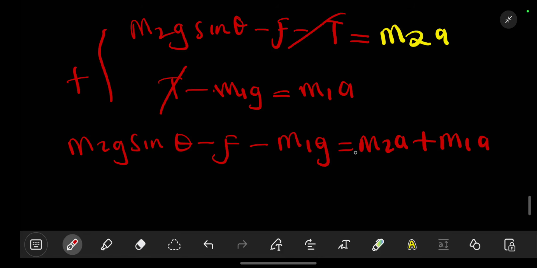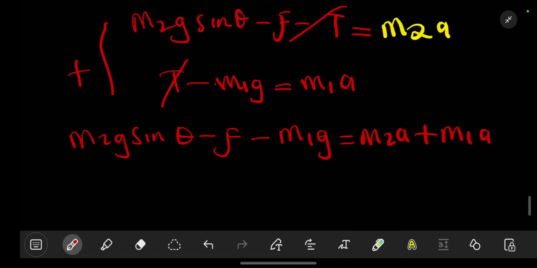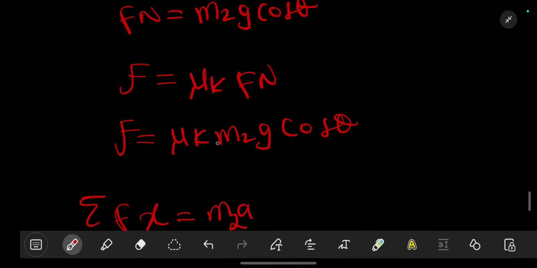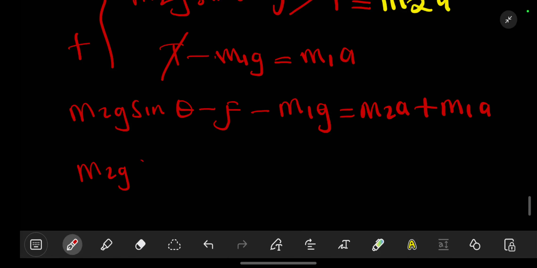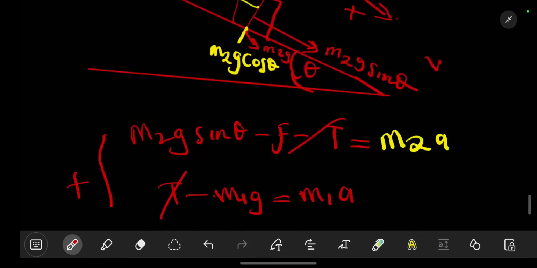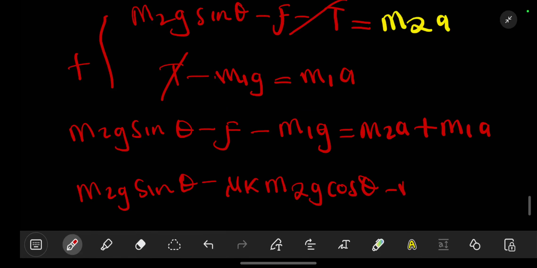Then all we have to do is write the frictional force. Frictional force, we found it to be mu k m2g cos of theta, write it, very important. So we have m2g sine of theta minus mu k, is it m1? No, m2g cos of theta, yeah, cos of theta, like that. Then we have minus m1g should be equal to m2a plus m1a.